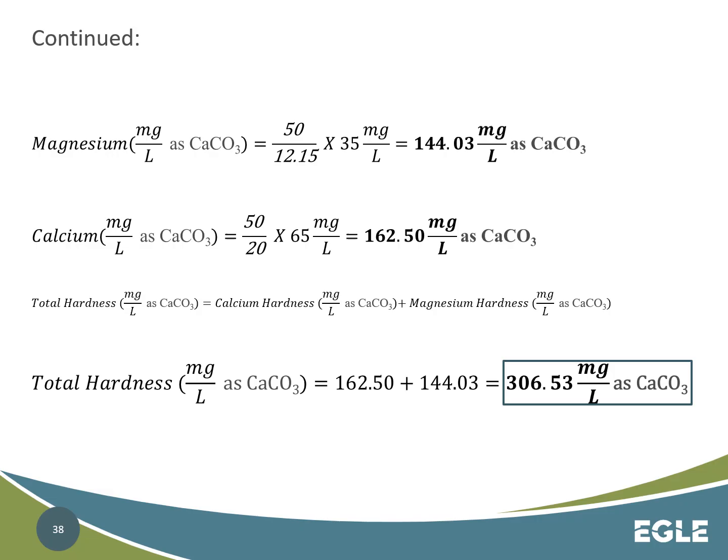We then plug these in to convert them to equivalent as calcium carbonate. Magnesium, we get 144.03 milligrams per liter. For calcium, we get 162.5, when we plug in those calculations. Then and only then can we add these, once they have the same units as calcium carbonate, with total hardness being equal to 162.5 plus 144.03, giving us a total hardness of 306.53 milligrams per liter as calcium carbonate.